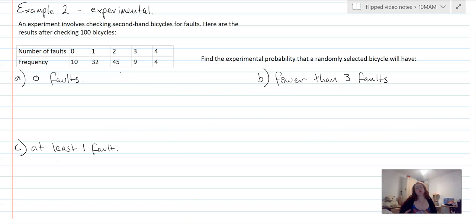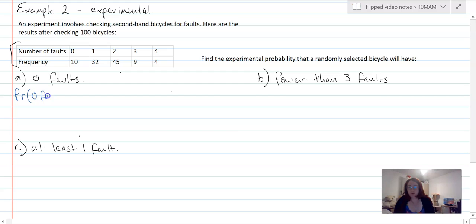For our experimental probability example, we've run an experiment where we've checked secondhand bicycles for faults. So after checking 100 bicycles, we have this table here, right? So you've got the number of faults between 0 and 4 and how often that number occurred in your 100. So if we're looking for the probability, let me change color so we can see the working, the probability of 0 faults.